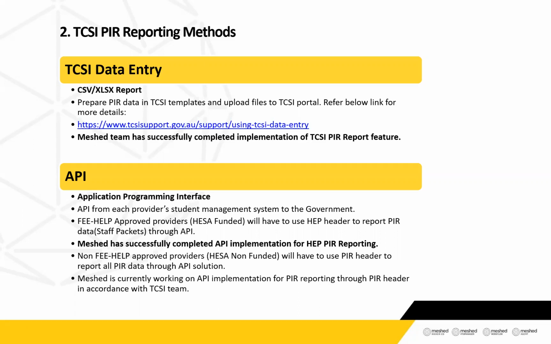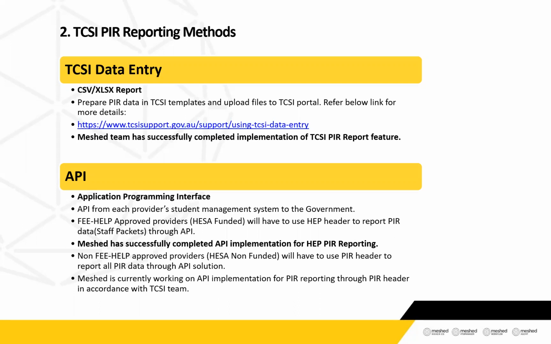Next is the API method, which is Application Programming Interface. In this method, providers can actually report their PIR data through the application interface in real time to TCSI. Now, there are two types of APIs here. One API can be used by FEE-HELP approved providers, which we can also call HESA funded. And the second API is used by purely PIR reporting providers, meaning providers who are not FEE-HELP approved, which we can also call HESA non-funded.